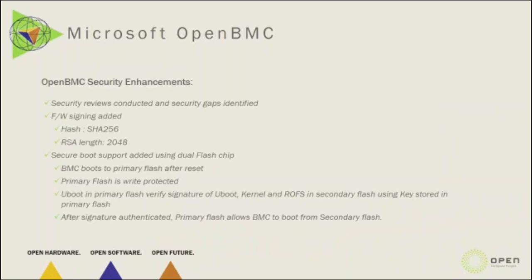And we created a version of secure boot. It's not a full-fledged type of secure boot, but as we have dual flash, we made the primary flash read-only, and we store the key in the primary flash. When the BMC boots, the U-Boot in the primary flash validates the images, the U-Boot, kernel and RFS in the secondary flash, and if the signatures of those partitions are okay, then it allows the BMC to continue booting to the secondary. That was one of the improvements that we introduced.